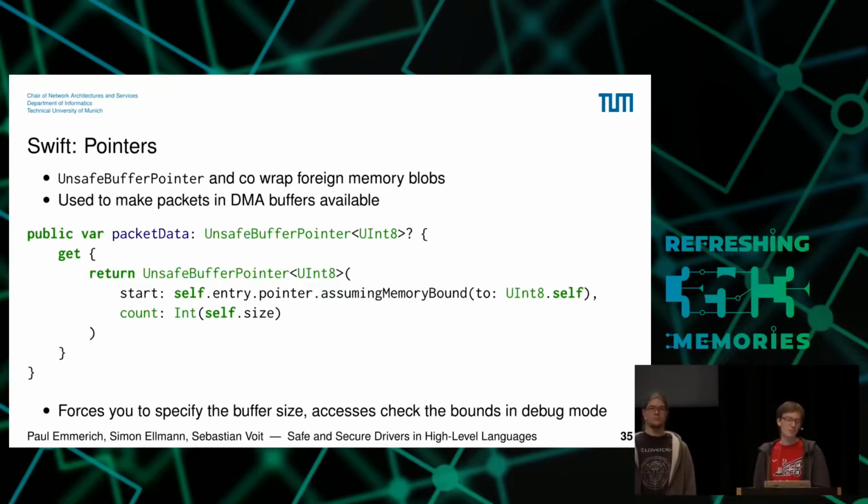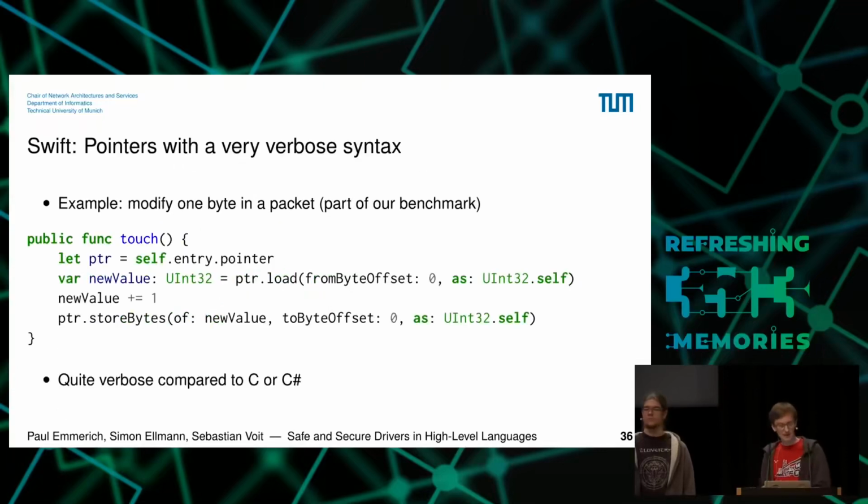For example, here's a property that wraps some memory in an UnsafeBufferPointer wrapper, and the UnsafeBufferPointer wrapper forces you to specify how big the buffer is, and then it does the bounds check for you when running in debug mode. Pointers are a little bit more verbose compared to C#, but basically you can use them like pointers. And operator overloading here can help; for some of the other managed buffer pointers and raw buffer pointers there is already an overloaded operator, so it looks like an array access. But yeah, totally possible to do that in Swift, even if you are writing a driver instead of a UI application.